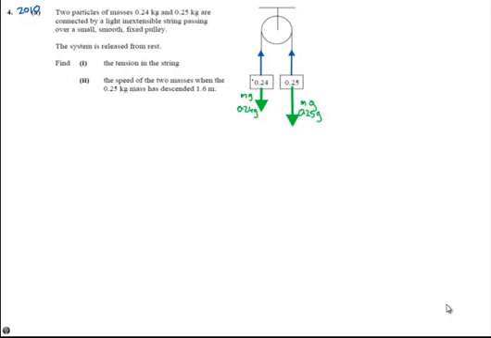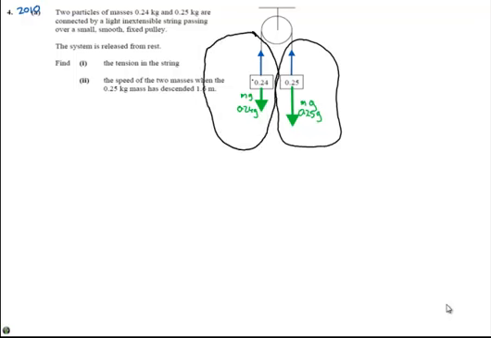Now what will happen when it's released from rest? Well, you'll probably think of it intuitively: this system over here will move down, while this one over here will move up, and this one will move down. So what we think about is how they're going to move. It'll be to do with the net force.